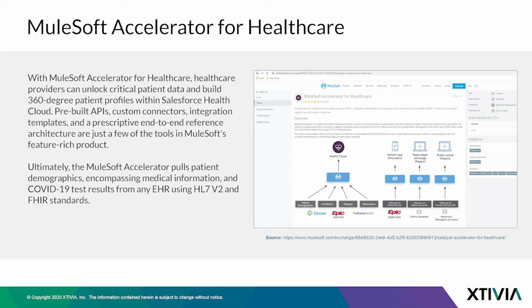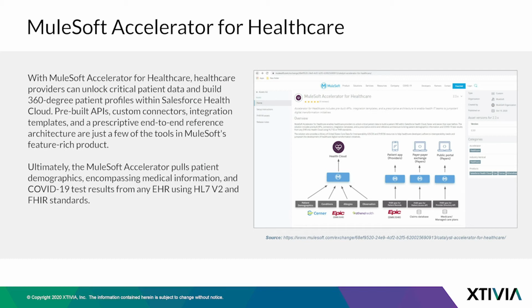this one first. As I said, there are 200 plus artifacts there, but your first stop should be this accelerator, because that's your gateway. That's your entry point to everything in detail about it. And ultimately, the MuleSoft Accelerator pulls.